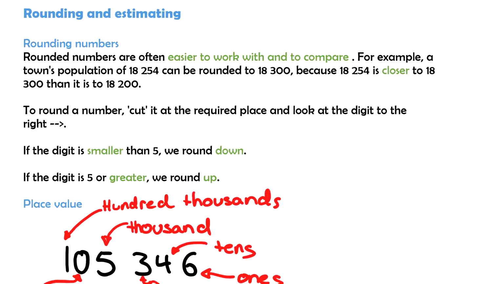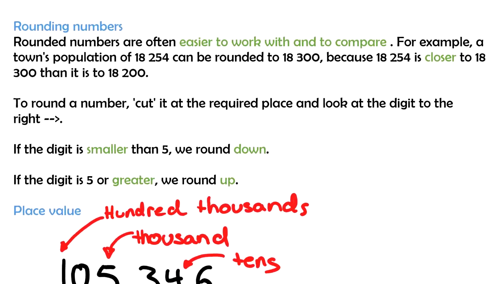In this video, we're covering rounding and estimating numbers. So we're going to first focus on rounding numbers. Rounded numbers are often easier to work with and to compare. For example, if we're talking about a town's population of 18,254, this can be rounded to 18,300 because 18,254 is closer. So we would use 18,300. We could also round it to 18,000 because it's closer to 18,000 than it is to 19,000.